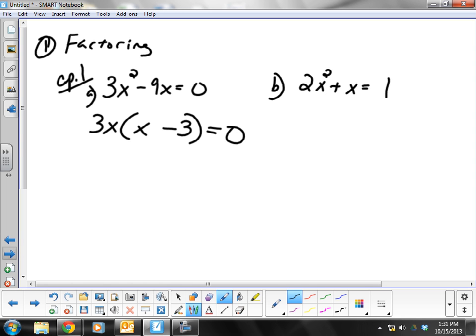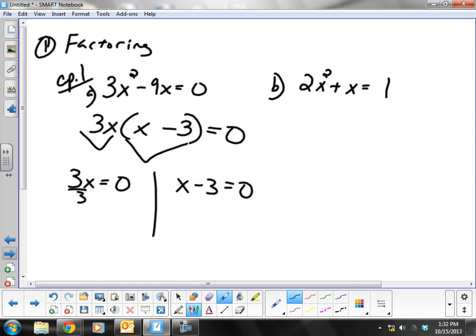And see, now I do have this as just two factors that are multiplied together. So I take each factor separately and set it equal to 0. So I get two distinct problems there at the end. And if I divide both sides here by 3, I get x is equal to 0, which is one solution. And here I need to add 3 to both sides, so x is equal to 3 is my second solution.